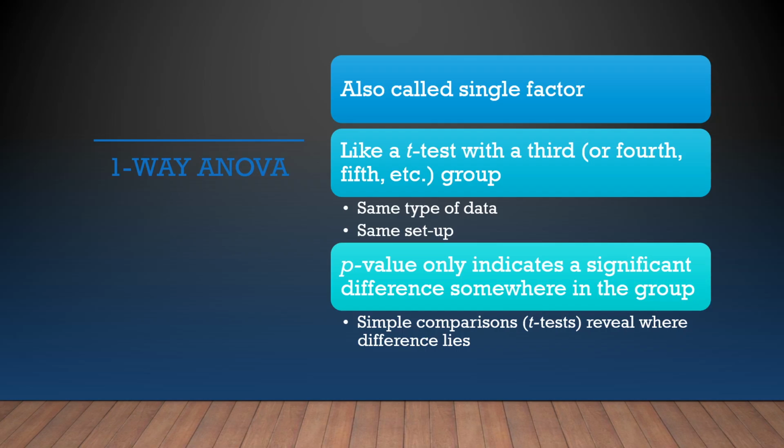Maybe bars 1 and 2 are different from one another, but 2 and 3 are not. What you have to do is you have to do something called simple comparisons to figure out where the difference actually lies. And the simple comparisons are just a bunch of t-tests comparing all of the different bars to each other. The p-value that you care about is the ANOVA p-value. It's going to tell you if there is a significant difference, and then you're going to do t-tests just to see where the difference actually is.